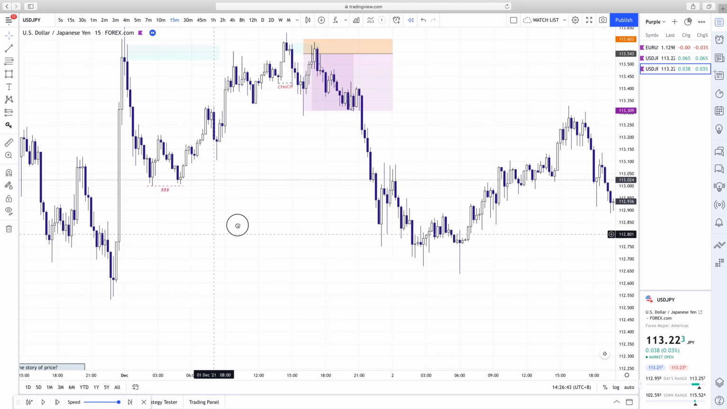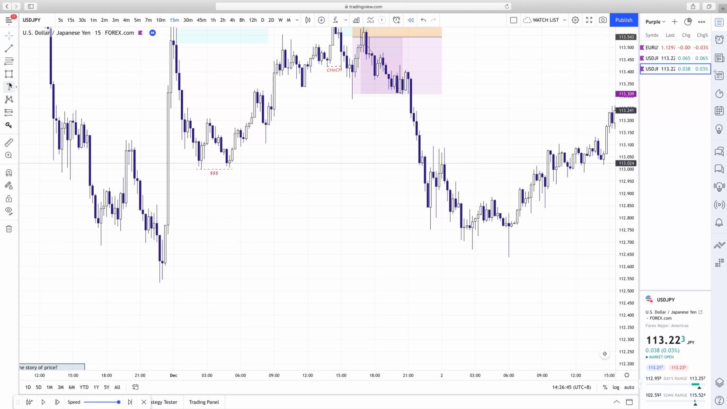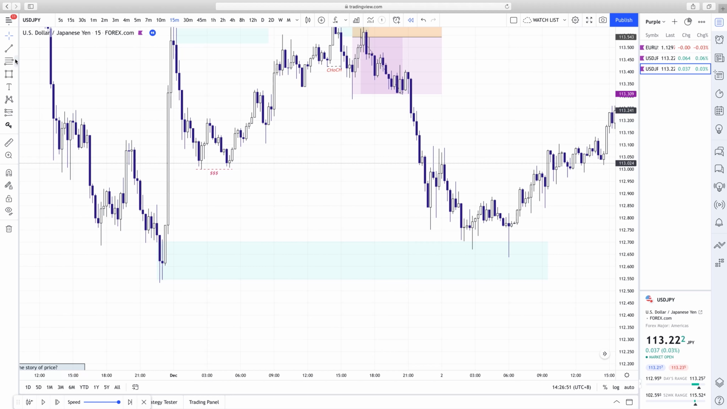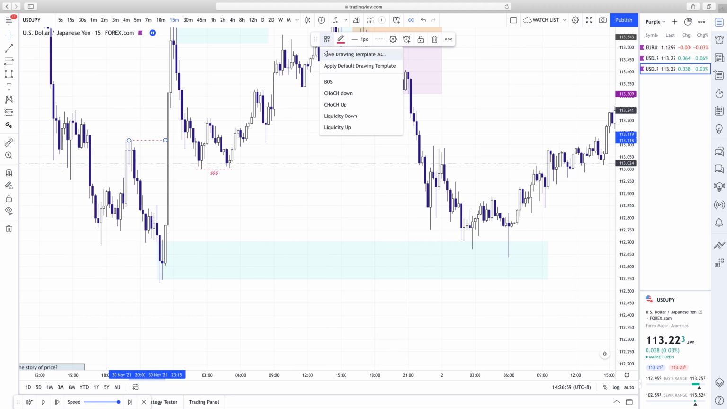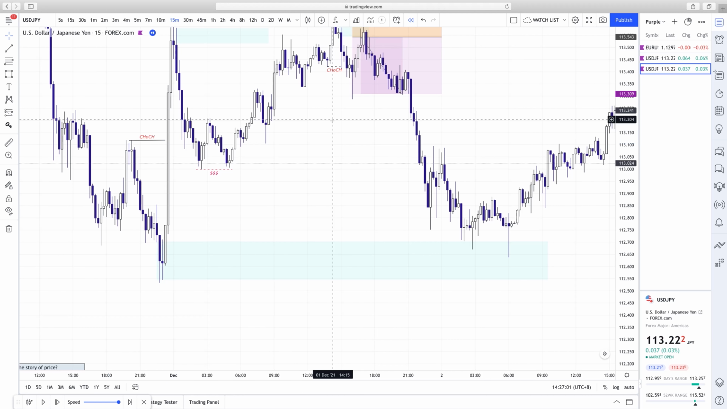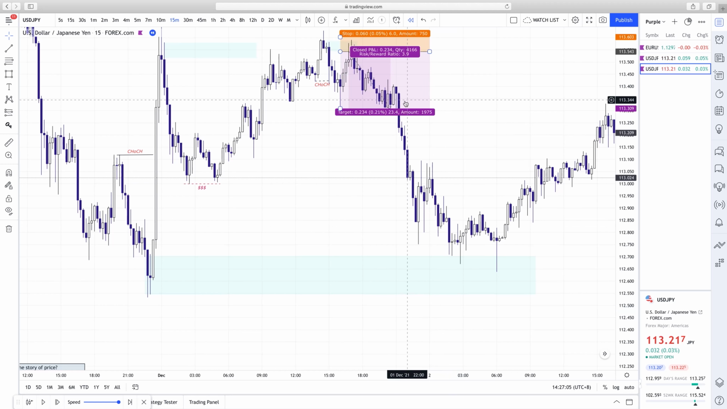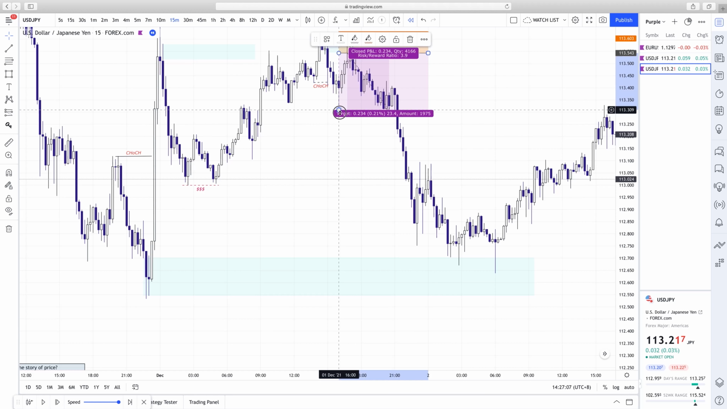Okay, so we have this demand level right here. Why is this demand level important? Because this demand level caused a change of character here from before, right? This is the supply that put in the most recent low. So when it gets broken, demand has shown that it's in control. And so this level will cause a reaction, right? So you can take this trade from here into this level.